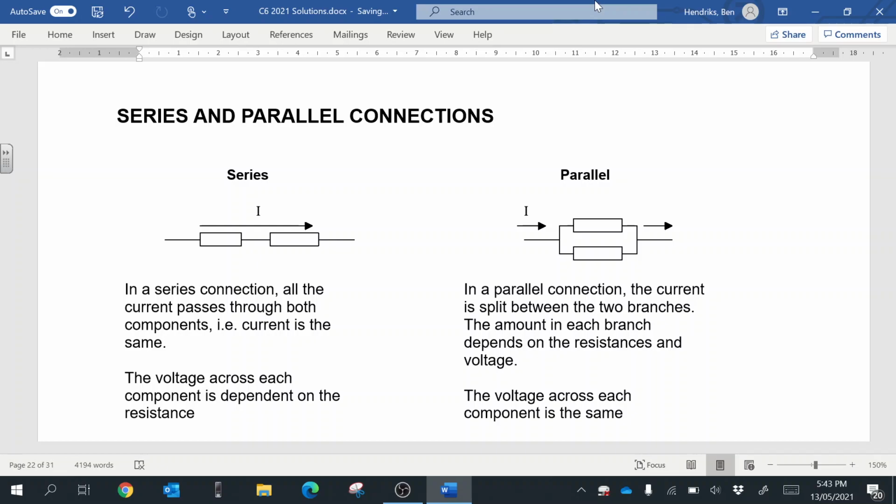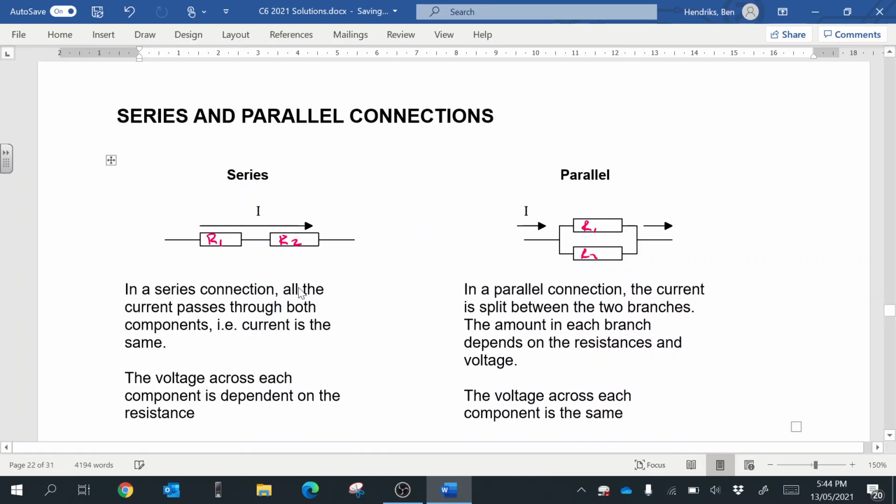We're looking at electrical circuits and specifically series and parallel connections today. So we have two ways of connecting components in an electric circuit. Here we have two resistors, R1 and R2, and they are in series. And then similarly we have two resistors here, but they are in parallel.